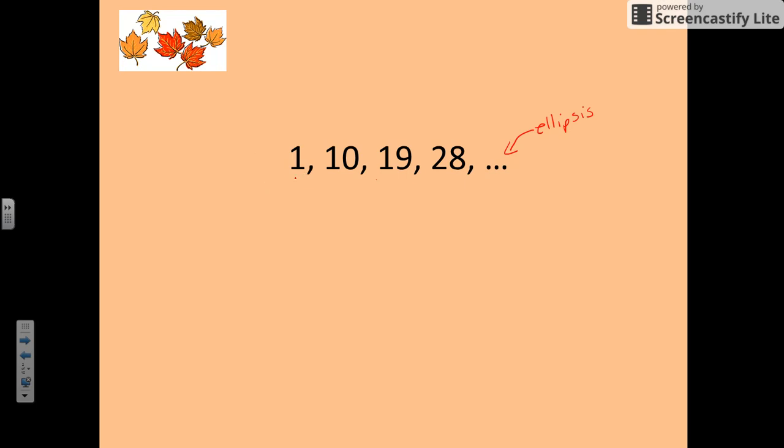So let's talk about this sequence. I think you can probably figure out that to get to the next term, we're adding 9 each time. So that's what that would look like. So the next 2 terms, we would want to add 9, and we'd want to add 9 again. And that would give us 37 for the first one, and then 46 would be the next one. I think most of you could do that on your own.